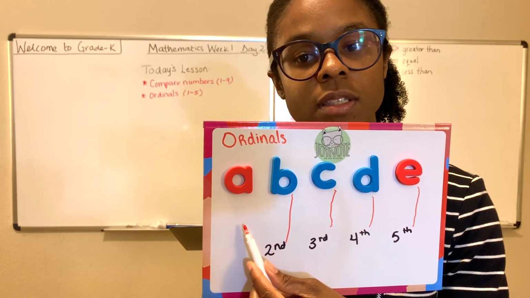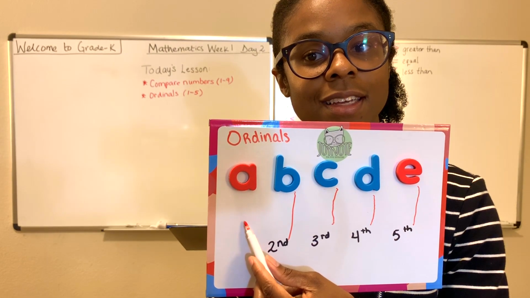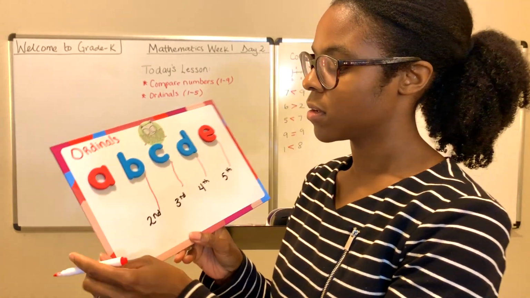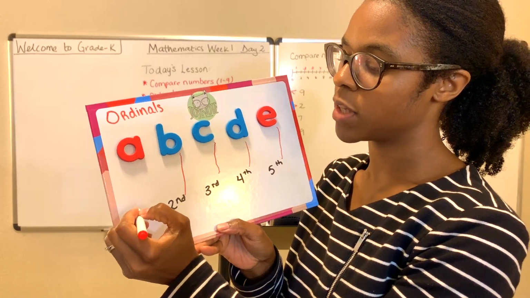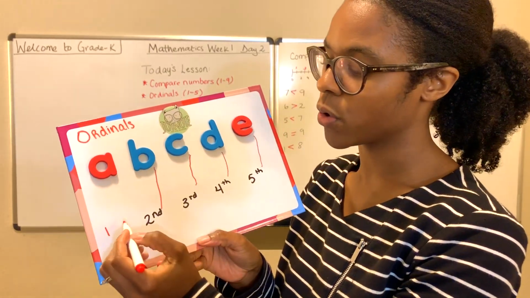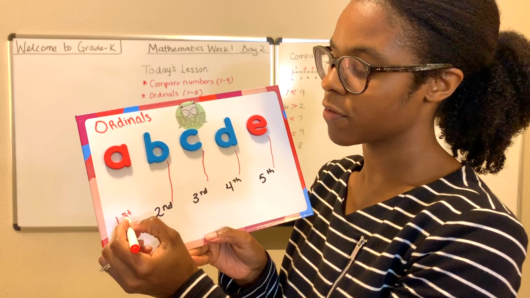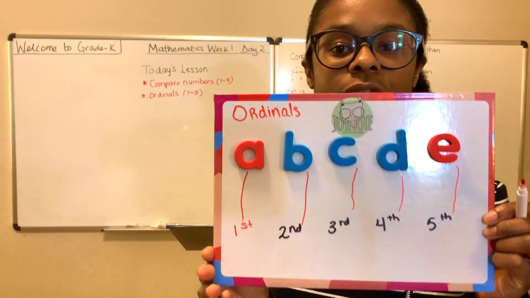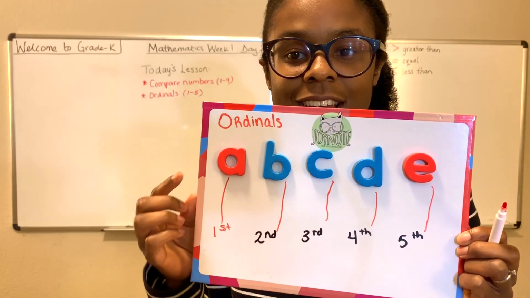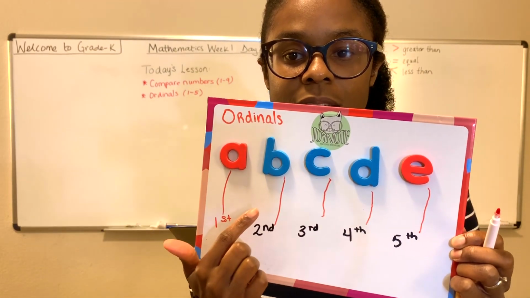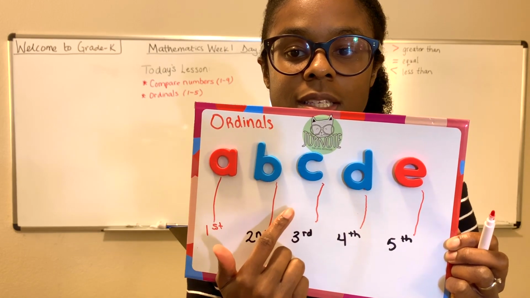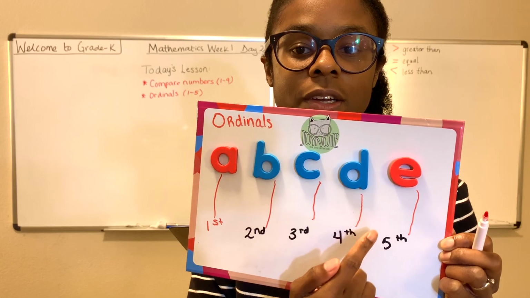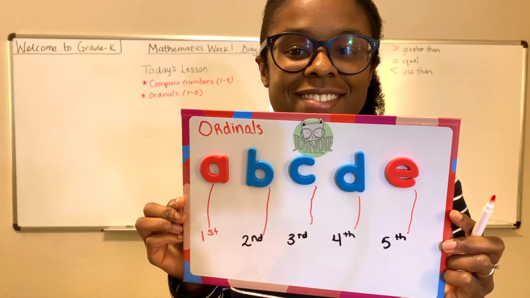So what place is the letter A in? The letter A is in the first place. We call it the first position. When you put them in order, ordinals, this is the first. A is in the first position. Can you see that? A is first, B is second, C is third, D the fourth, the letter E is in the fifth position.